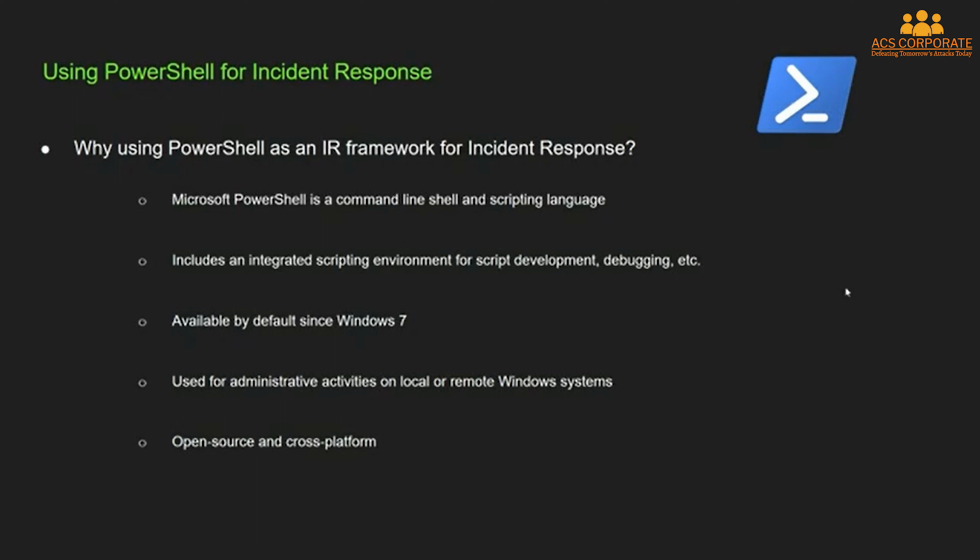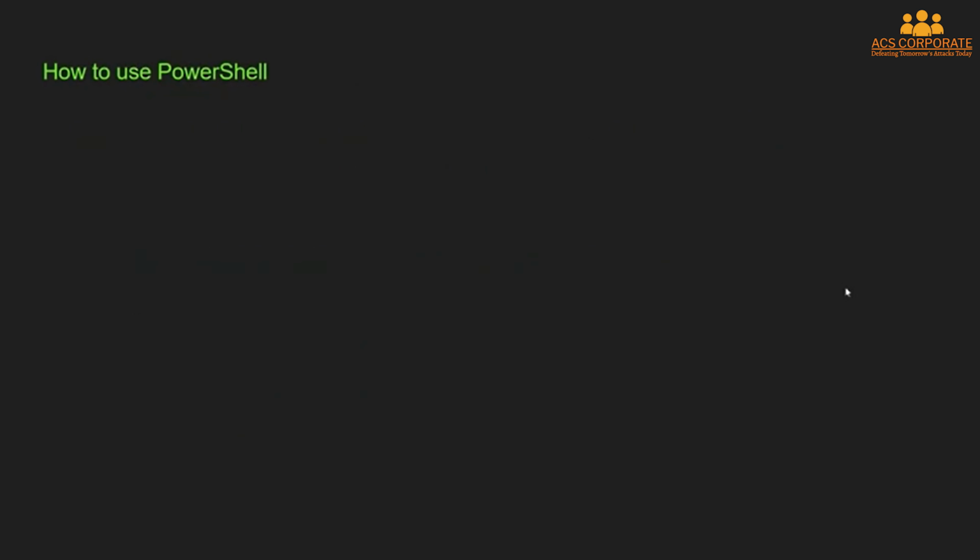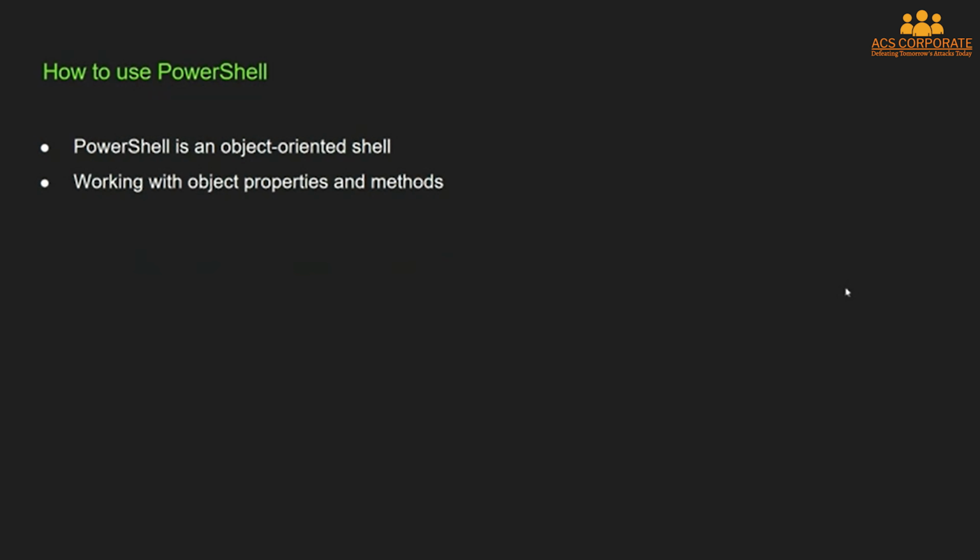Now PowerShell is open source and cross-platform, so the knowledge that you have in PowerShell can be applied in different operating systems for live investigation as well. Okay, so how can we use PowerShell? As I told you, PowerShell is by default within your Windows machines, but PowerShell is an object-oriented shell. So for everything that you can investigate, a process or a service, it will have properties, which are some information about that object, and methods, which are some commands that you can apply on this object, right? So it's an object-oriented shell.